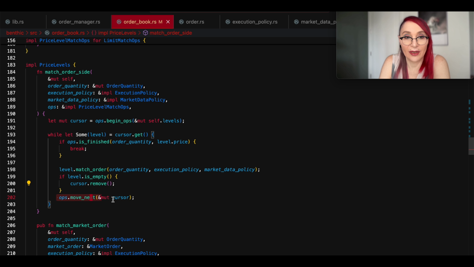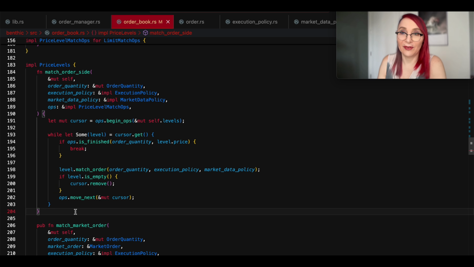Okay. So here we go to the next level. So we go to the higher price level. We check if the price on the higher price level is beyond the threshold, and if so, we stop, right? So this is our very simple matching function, and you can see how easy to understand and follow this function is in Rust. Rust is not going to allow you to make any mistakes.